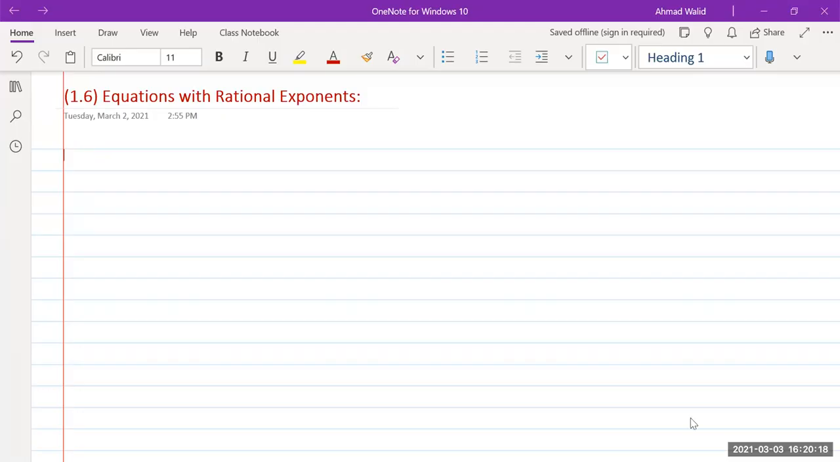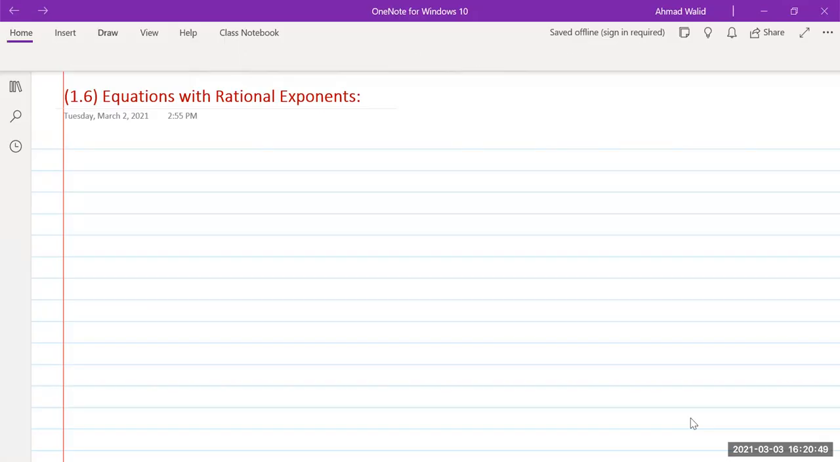Let's start part two of 1.6. In part two, I'll discuss with you equations with rational exponents. Then we will discuss equations quadratic in form, and the last one, absolute value equations. Let's start with the first one, which is equations with rational exponents.